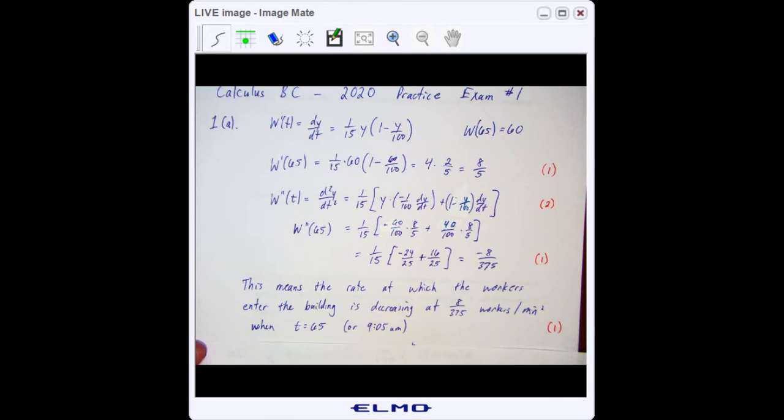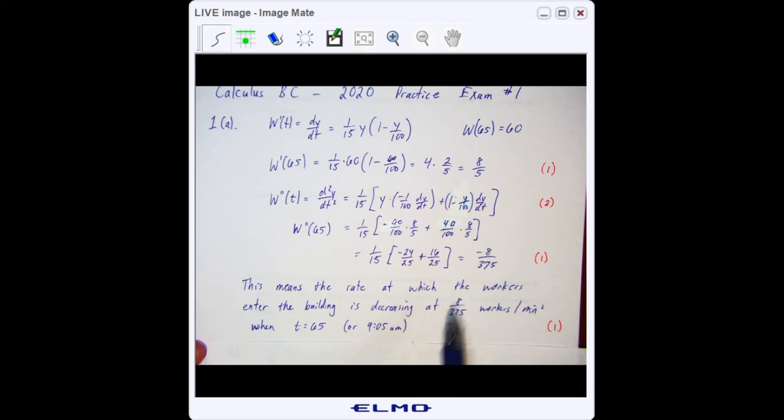It's the rate of a rate of change. So the way I wrote it is that it's the rate at which the workers that enter the building is decreasing by this number, and it's workers per minute squared, when t equals 65. Or you could say the rate of change of the rate at which workers enter the building is -8 over 375. Anything like that.